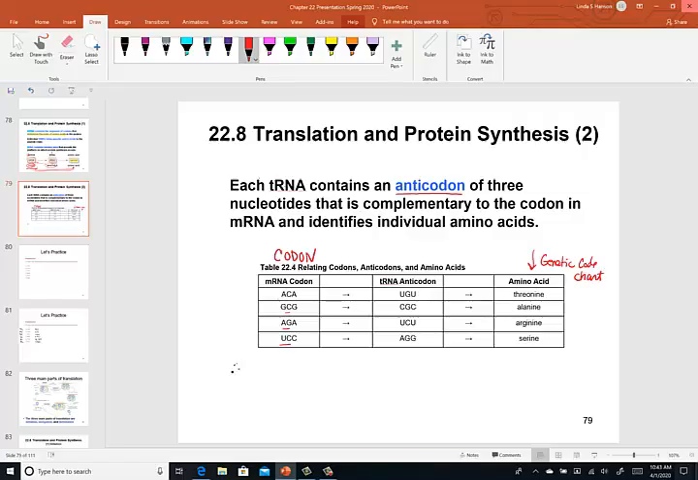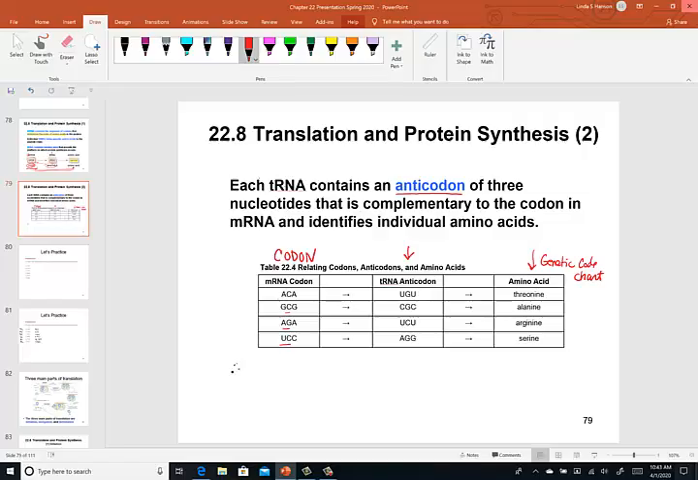I'm reading the codon to get the amino acid. The transfer anticodon is the complementary strand to the messenger RNA, and that is going to actually carry the amino acid, the individual amino acid, back to the ribosomal RNA where the site of synthesis occurs.